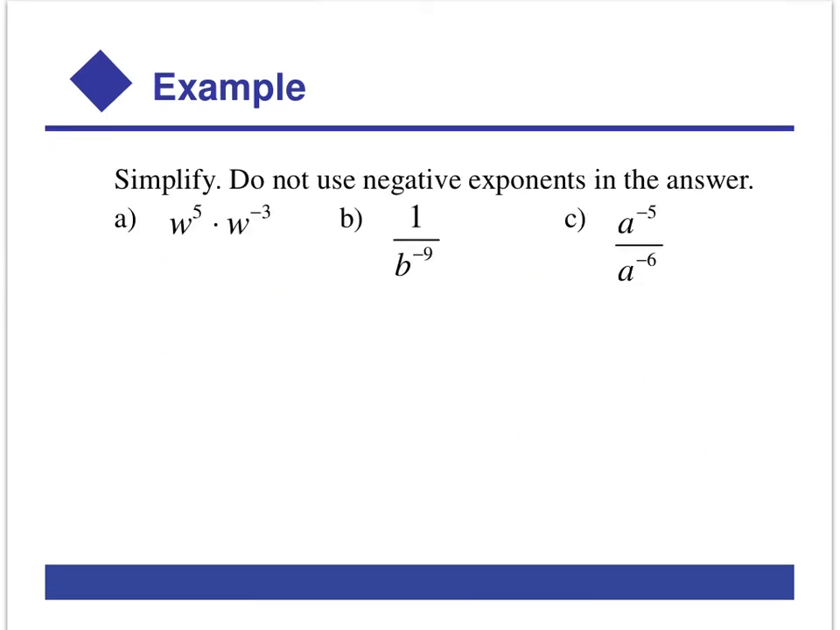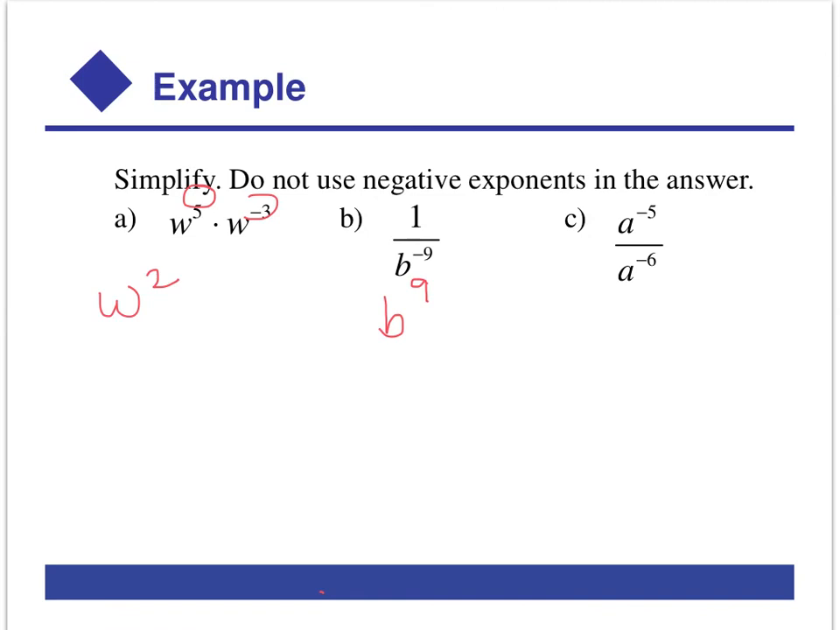Now, we do not leave negative exponents in the answer. So if you see that, you need to change it. Here's the trick. Take the largest minus the smallest and you subtract. Okay? Now remember, in this case, you can just add them if they're being multiplied. So this becomes w to the 2nd. This one becomes b raised to the positive 9th power.